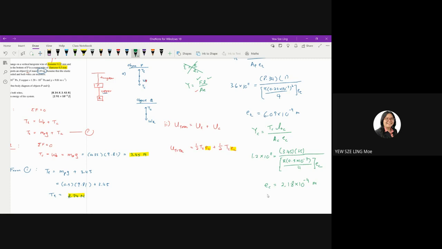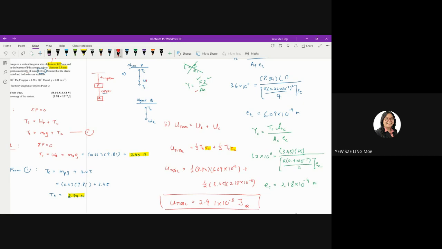So now that I have e_C and e_T, I can calculate the total strain energy. U total is equal to 1 over 2 times 8.34 times 6.09 times 10 to the power of negative 4, plus 1 over 2 times 3.45 times 2.18 times 10 to the power of negative 4. So U total is equal to 2.91 times 10 to the power of negative 3 joule. So that is the final answer. That is how you solve it.